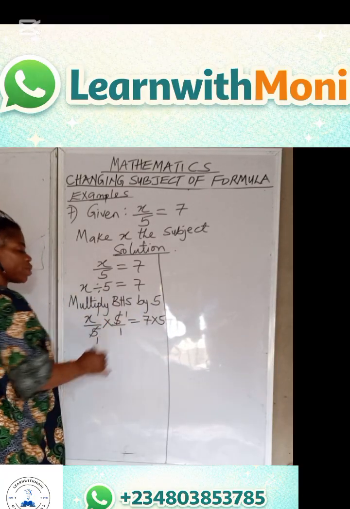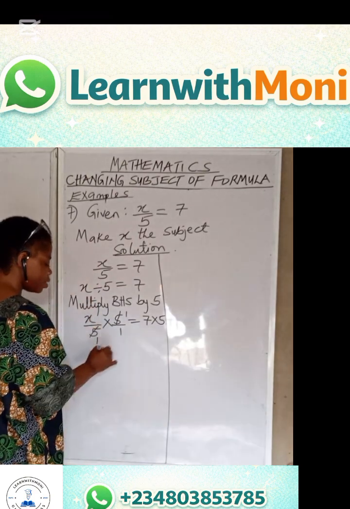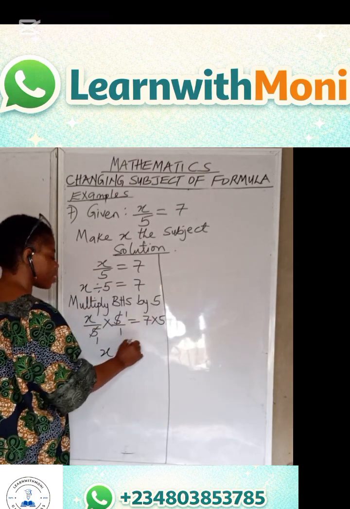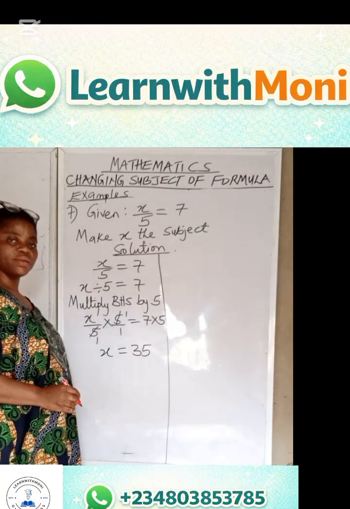5 divides 5 once. This is 5 over 1. So 5 divides 5 once. So we have X equals 7 times 5, 35. So X equals 35.